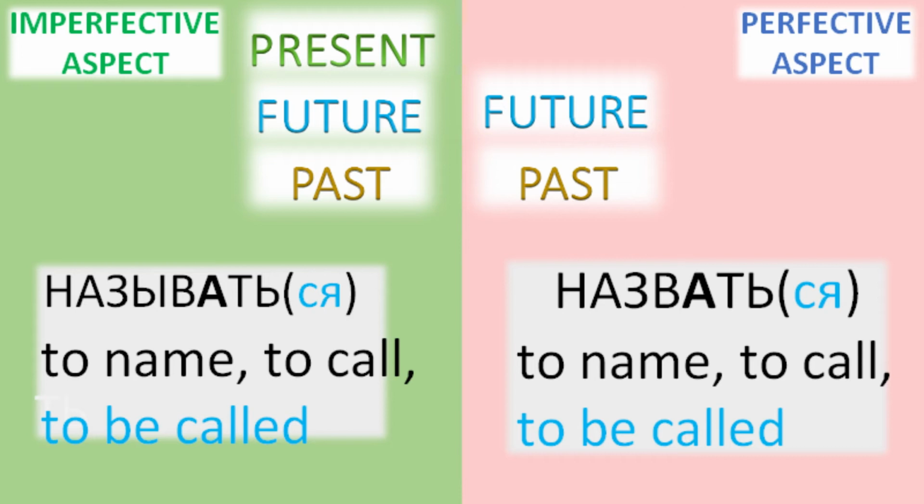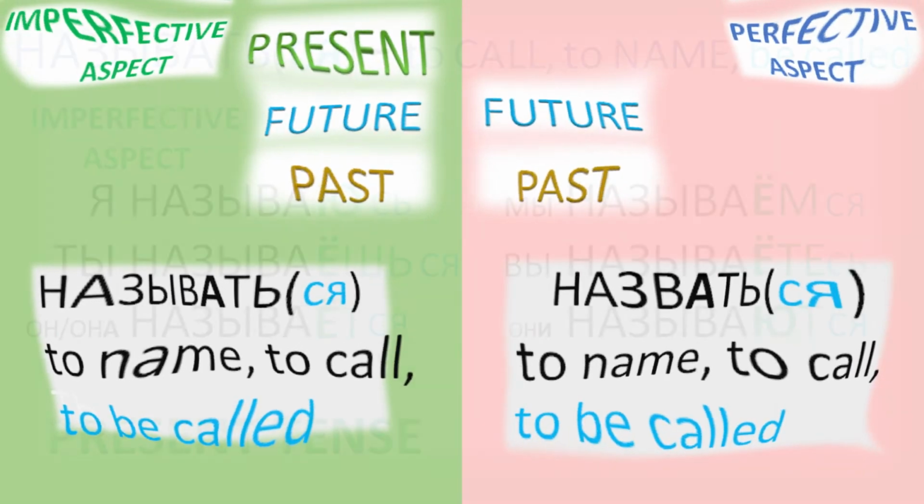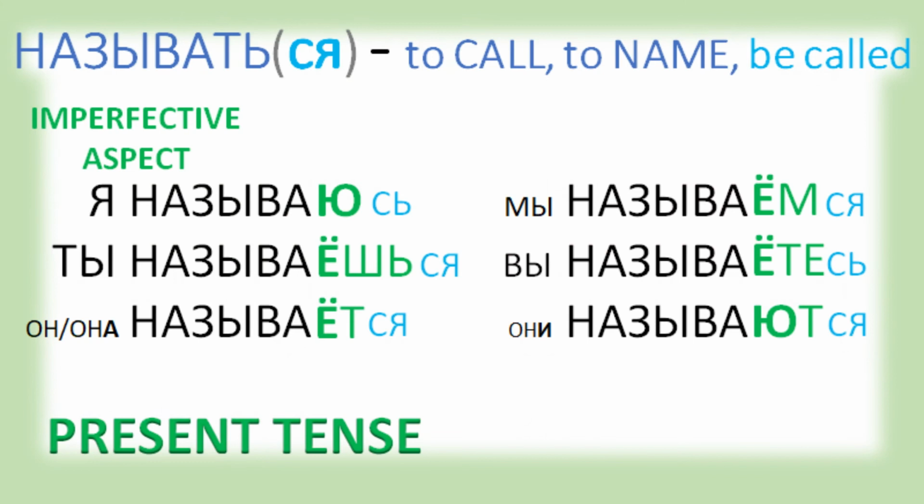The imperfective aspect называть, to name or to call, называться, to be called. The perfective aspect назвать, to name or to call, назваться, to be called. See the info card above about reflexive verbs. Conjugation of the verb называть, называться.